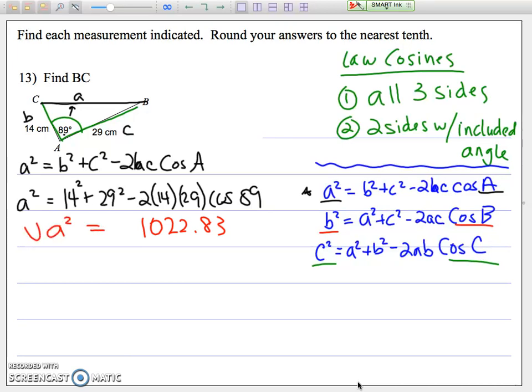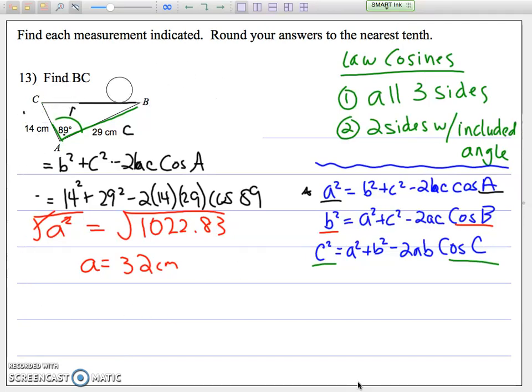And as we have learned, if you want to get rid of a squared, you take the square root. You've got to do whatever you do to one side, you do to the other, and you end up with a equaling 32 when you round. 32 centimeters. Okay. Let's do another one. Let's do number 15 and see how we're going to solve that.